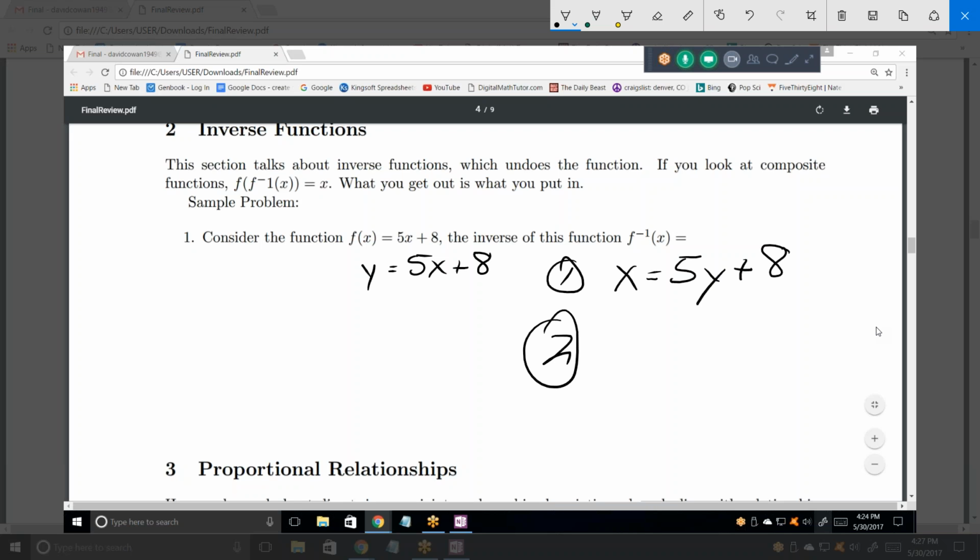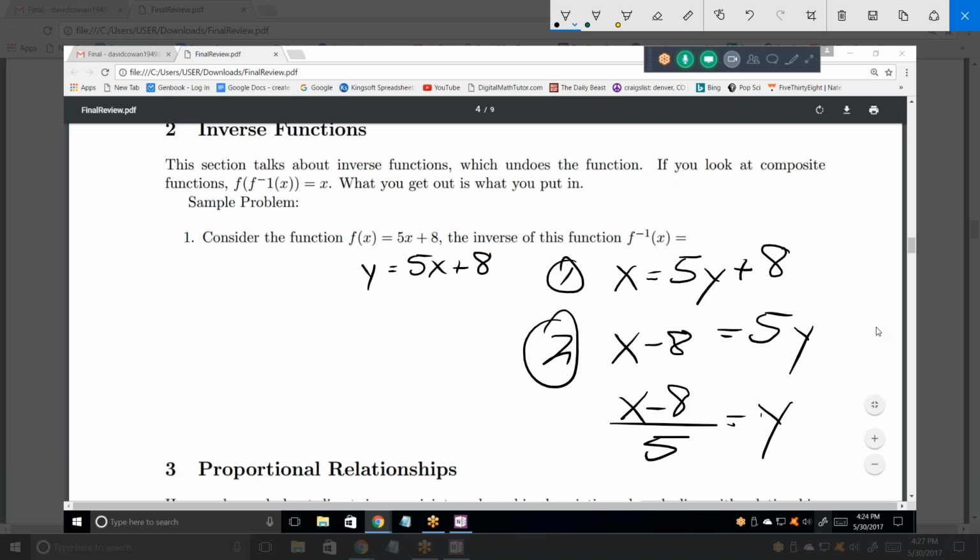Divide by 5? Well, it's always a better idea to get rid of what's being added and subtracted before you do the handling of the division or the multiplication. So the first step is to subtract 8. Subtract 8. That gives you that. Now what? Now divide by 5. So that's our answer. And I've solved for y.